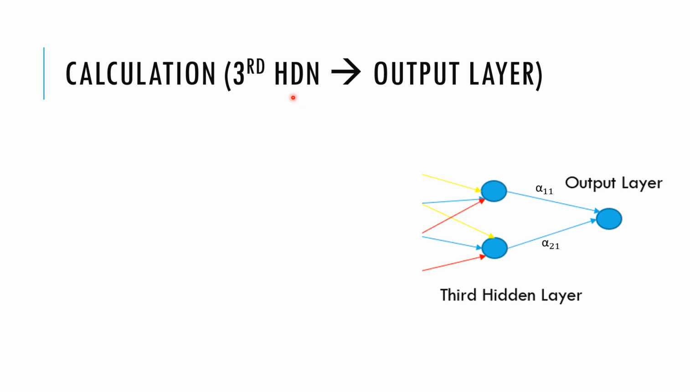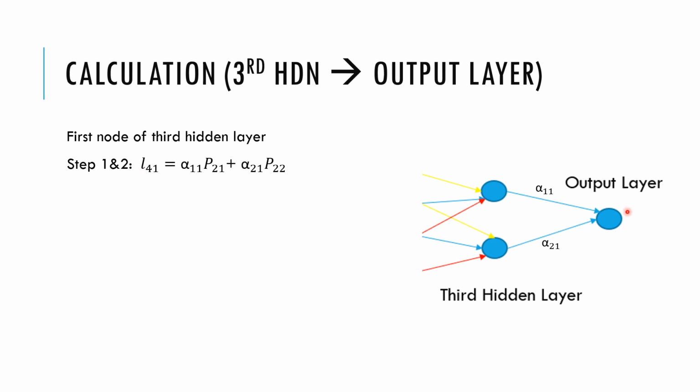Last is the third hidden layer and then the output layer. It will be the same thing here, no difference. Since it's only one node here, it's very simple. Alpha is our coefficient value: alpha 11 P21 plus alpha 21 P22. This is the linear equation, and this is fed to this node and then the activation function is applied to calculate the activation.